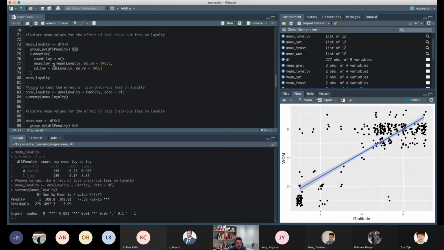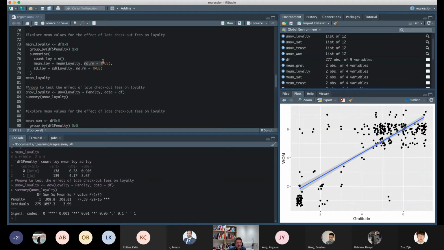Yeah, so that's a summarize function, and then I tell R to do three summaries. First is count. This is the n command here: please count the number of participants in the two penalty groups and save it in count loyalty. Then the second summary is mean. So please calculate the mean loyalty for the two customer groups, no penalty versus penalty.